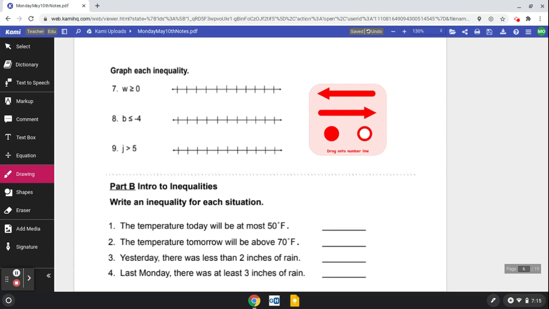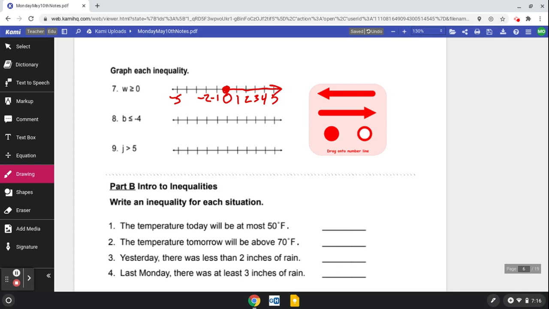We have W is greater than or equal to 0. Notice there's no numbers. You fill them in yourself. So we know there's 0. To the left of 0 is our negative numbers. Okay, this is 1, this is 2, 3, 4, 5. This is negative 5. Now because there's that line underneath, you're going to put your 0 with a solid, and we're going to go where the numbers are getting larger. Those are all possible solution sets.